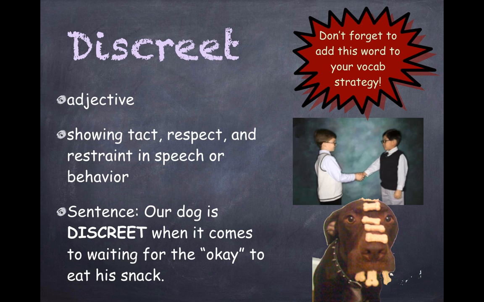The first word that uses this root is discreet. Now, there are 2 different spellings for discreet, but the one that you need to know is written here on the screen. It's D-I-S-C-R-E-E-T. So make sure you're spelling that correctly. It's an adjective, and this word discreet means showing tact, respect, and restraint in speech and behavior. So the picture shows our dog is discreet when it comes to waiting for the okay to eat his snack. He shows restraint. He shows respect.